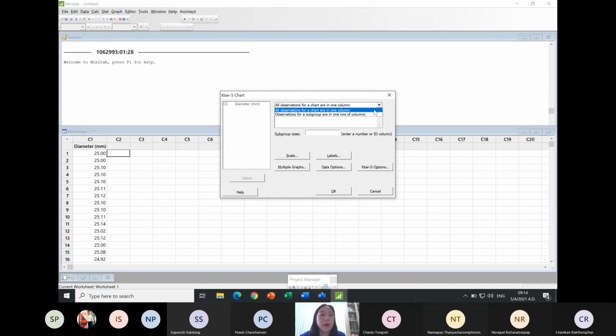Okay. And the second choice is observations for a subgroup. Could you read that for me? Observation for a subgroup are in one row of columns.